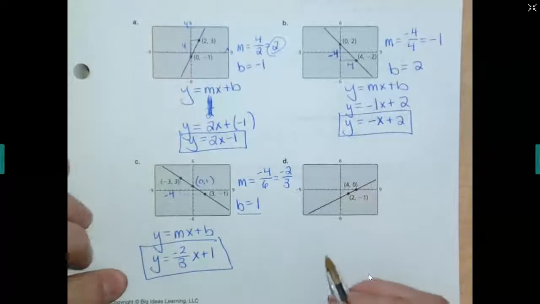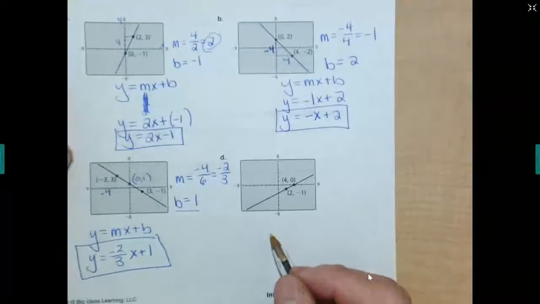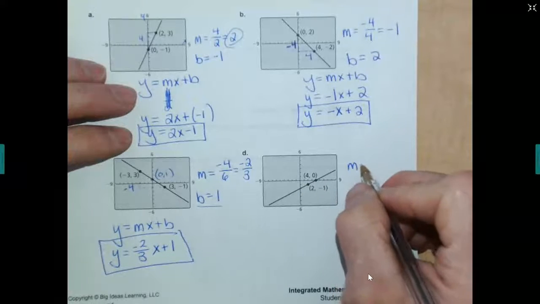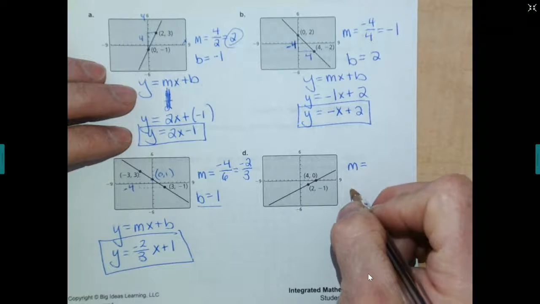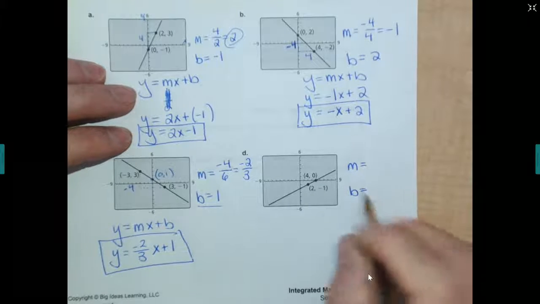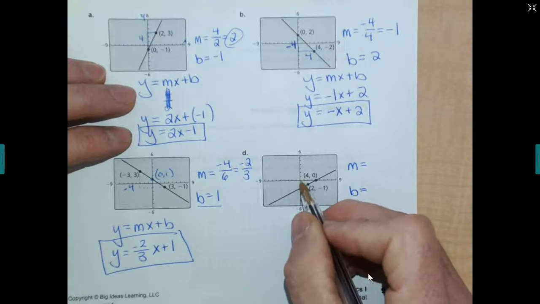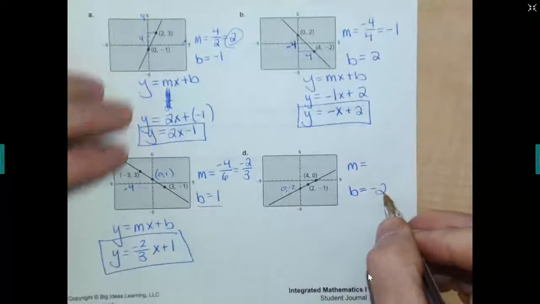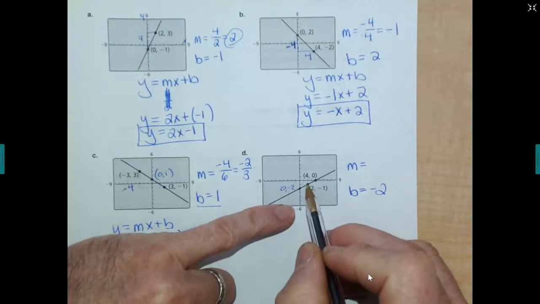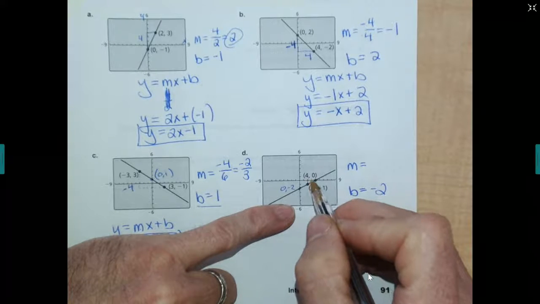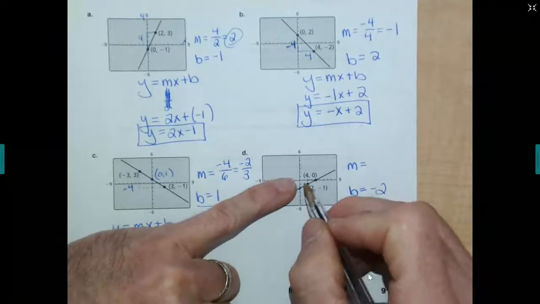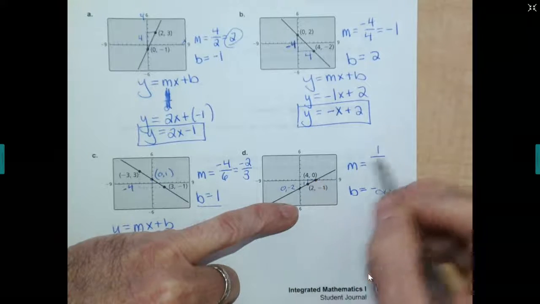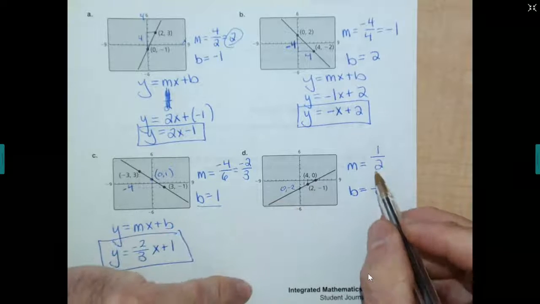Okay, last one on this page. All right, here we go. Our y-intercept first for this one. We see the line goes through 0, negative 2. So our y-intercept is negative 2. Now our slope, this is really close. So it goes up 1. And then over 2, positive 2. So you have a slope of 1/2.